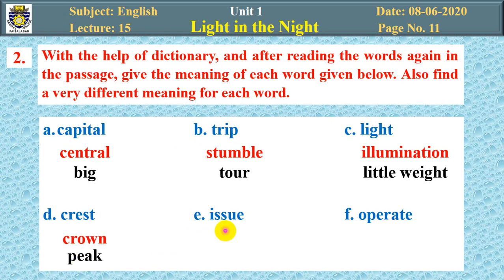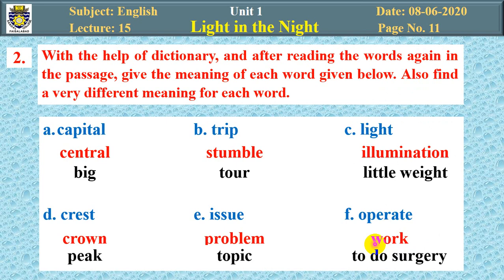Next is issue. What may be the textual meaning? Textual meaning is problem, and the other meaning may be topic. What issue you are discussing, what topic you are discussing. Next is F, that is the last but not the least, operate. Operate, the textual meaning is work, as I can say, how does your mobile operate? The other meaning that is rather dangerous, to do surgery. Operate, operation is from operate, to do surgery.